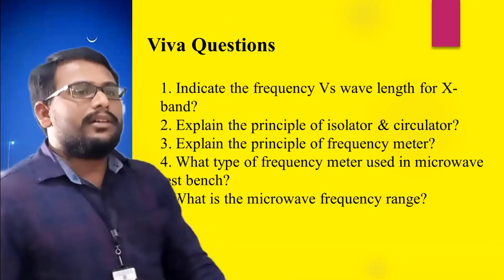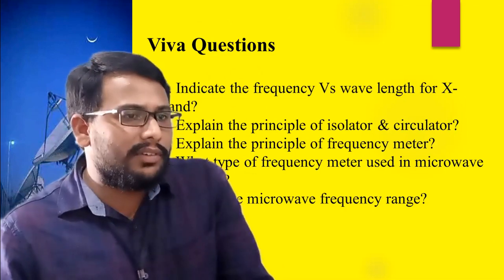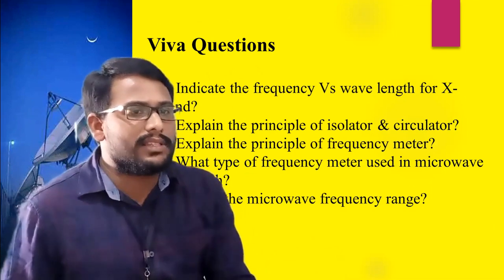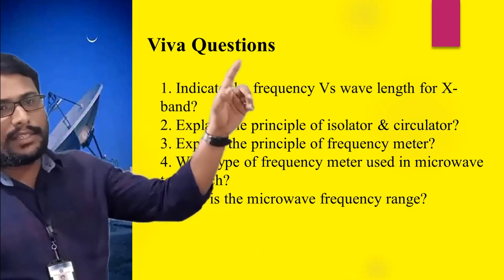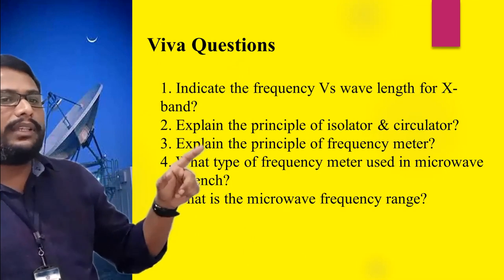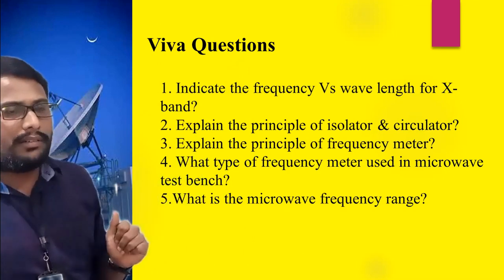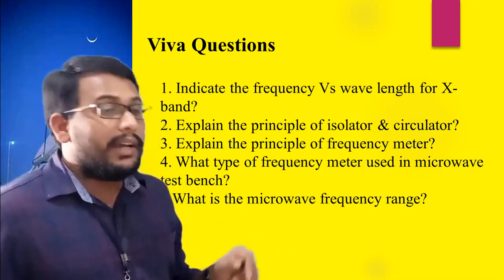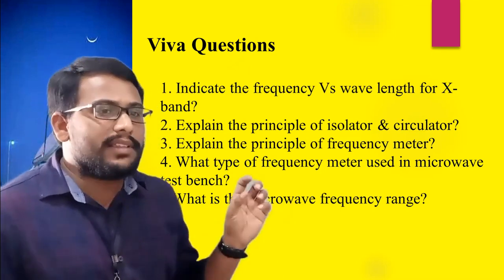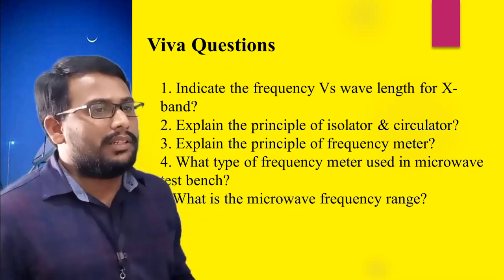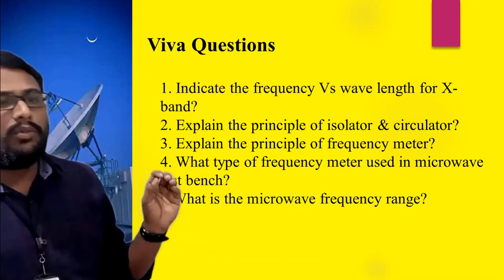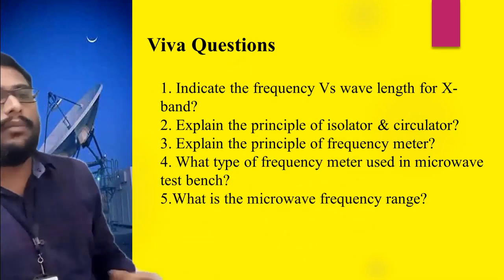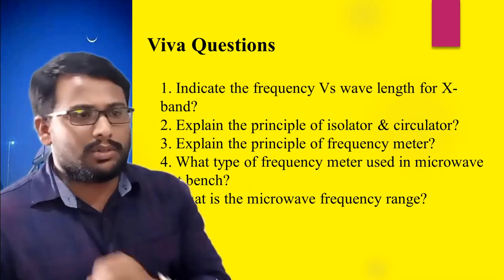The first question is indicate the frequency versus wavelength for the X band. The X band is what we are using in the laboratory, right? The second question is explain the principle of isolator and circulator. The third question is the principle of frequency meter. The fourth question is what type of frequency meter is used in the microwave test bench. And the last question is what is the microwave frequency range. So these are the five questions I am giving now. Just try to answer these questions.